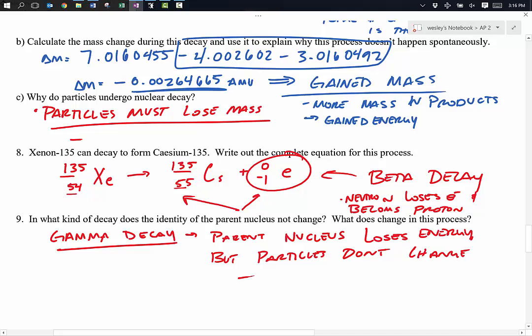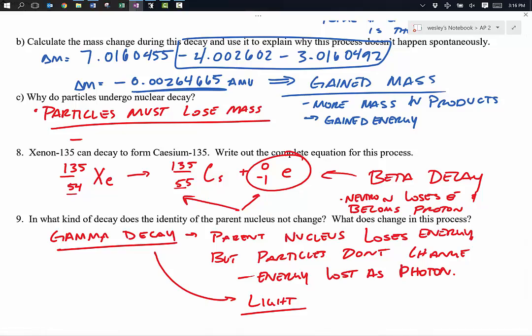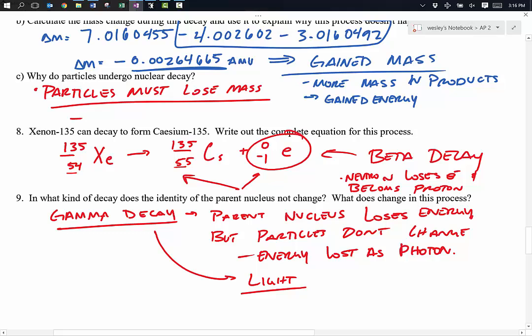That energy is lost in the form of a photon. Sorry, I was going to say proton. That energy is lost as a photon. So in gamma decay, it's just a light decay. Energy comes out as light. And the mass decrease comes from energy leaving.